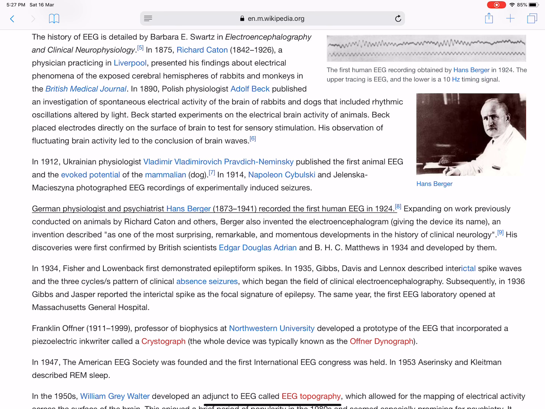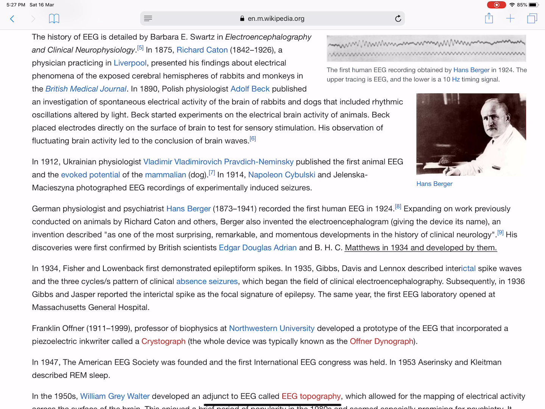German physiologist and psychiatrist Hans Berger, 1873–1941, recorded the first human EEG in 1924. Expanding on work previously conducted on animals by Richard Caton and others, Berger also invented the electroencephalogram, giving the device its name, an invention described as one of the most surprising, remarkable, and momentous developments in the history of clinical neurology. His discoveries were first confirmed by British scientists Edgar Douglas Adrian and B.H.C. Matthews in 1934 and developed by them.